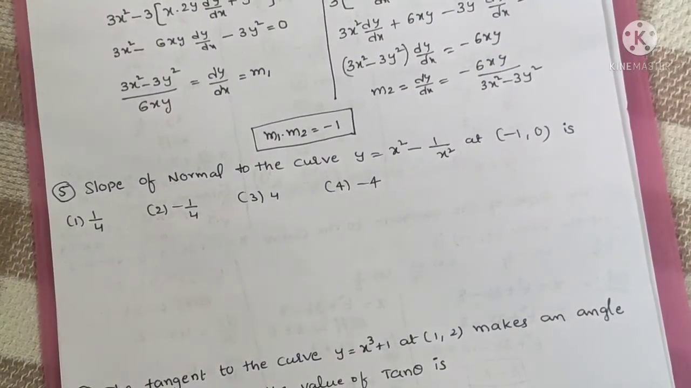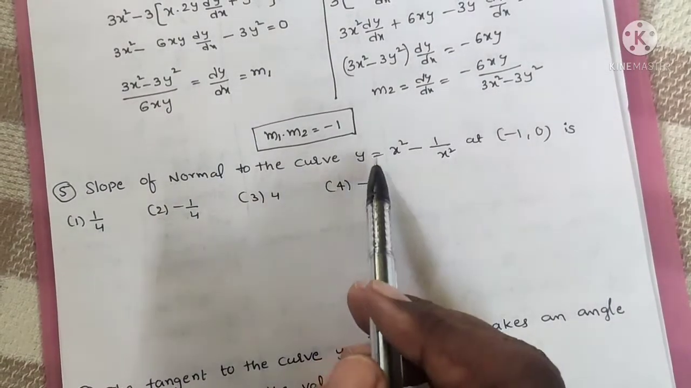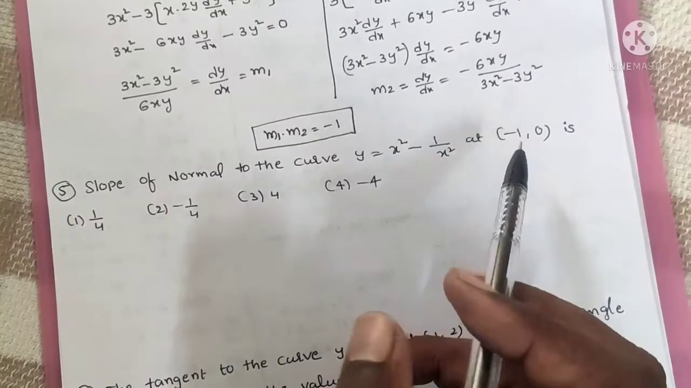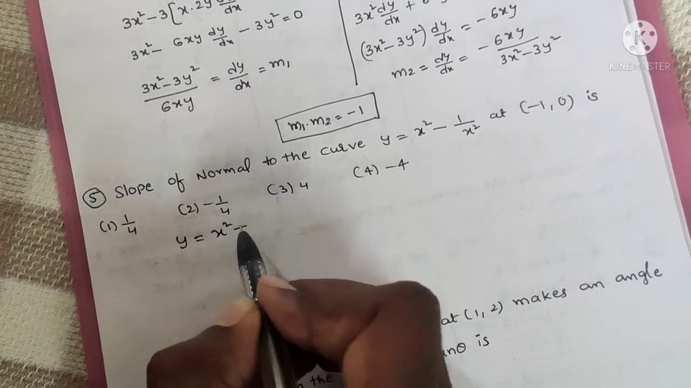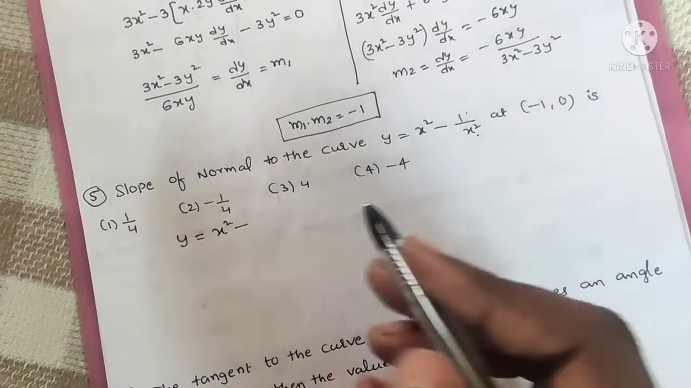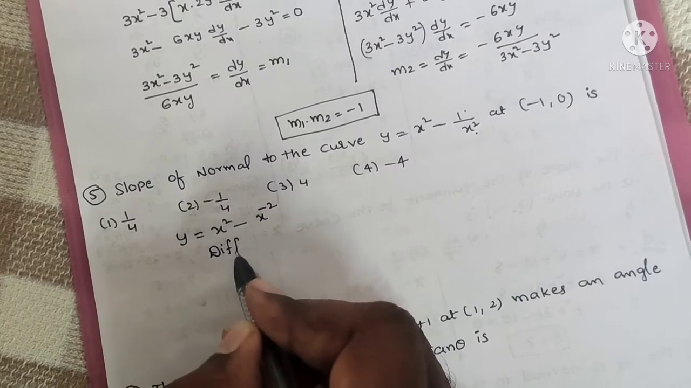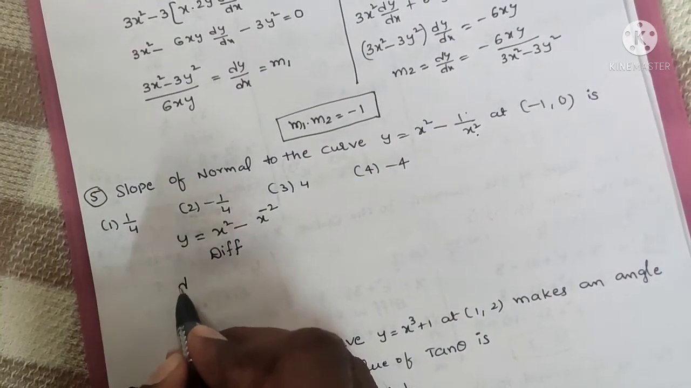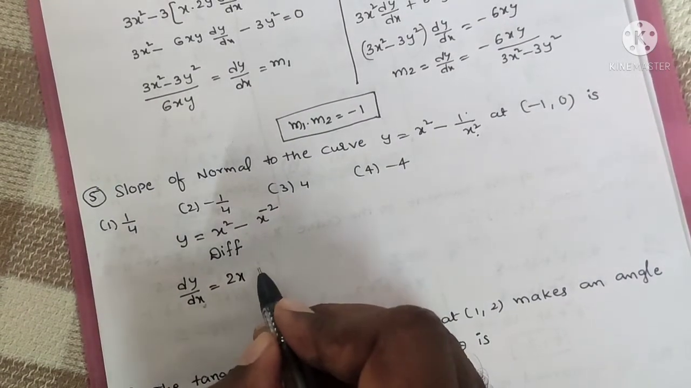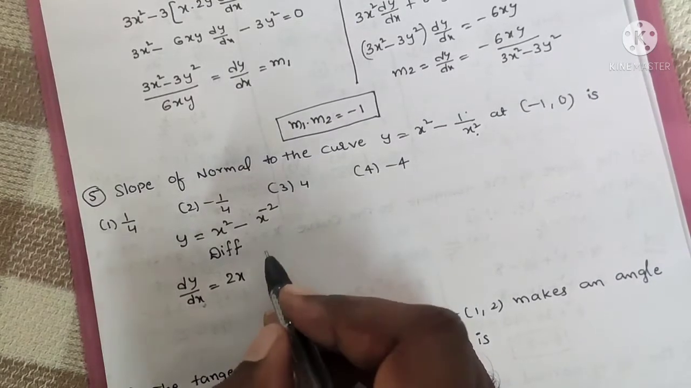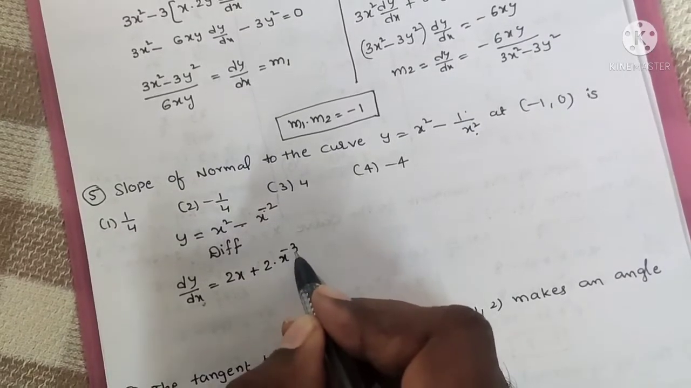Next we will discuss question number 5. See the question number 5. We need to find the slope of normal to the curve at the point minus 1 comma 0. First of all, what is the given curve? Y is equal to x square minus 1 by x square, we can write x power minus 2. Differentiate this curve with respect to x. Then what will we get? Dy by dx is equal to x square derivative 2x, x power n derivative n into x power n minus 1. Then already minus is there, one more minus, plus 2 into x power minus 3.